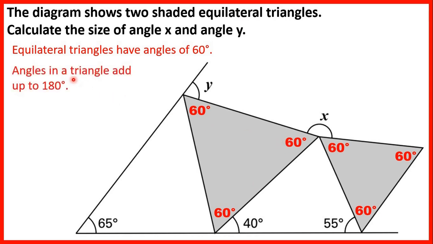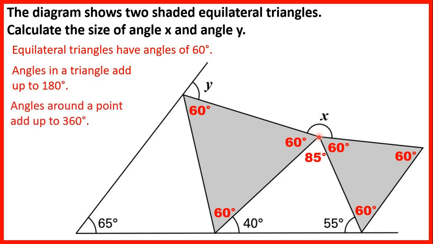So we can remember that angles in a triangle add up to 180, and that helps us find this angle here, because we have a triangle and we know 2 of the angles, so we know that this angle is 40 and this angle 55. So that's 95 altogether, and if we subtract that from 180, we get 85 degrees for this angle here.